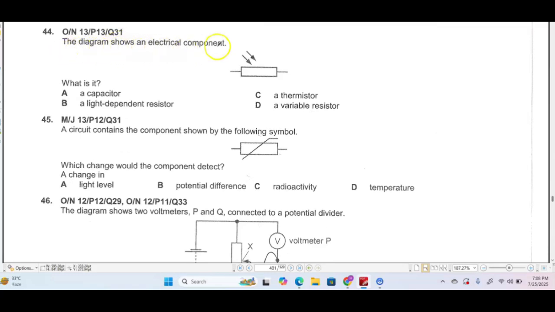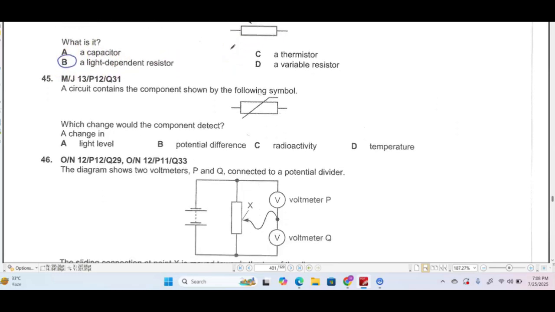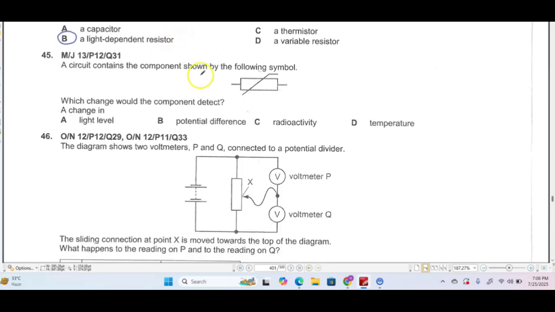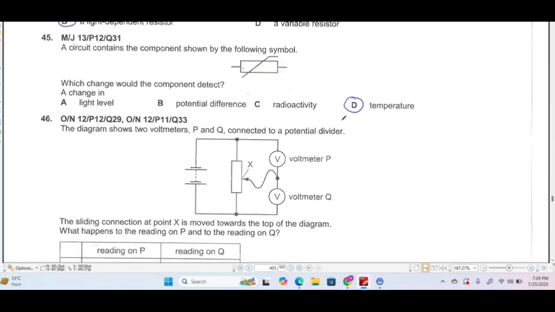The diagram shows an electrical component. What is it? This component, as you know, is an LDR, a light dependent resistor. You've seen it in many questions that we've done. This circuit contains the component shown by the following symbol. Which change would the component detect? Because this is a thermistor, all the working that it does is related to the change in the temperature. So D is our correct option.